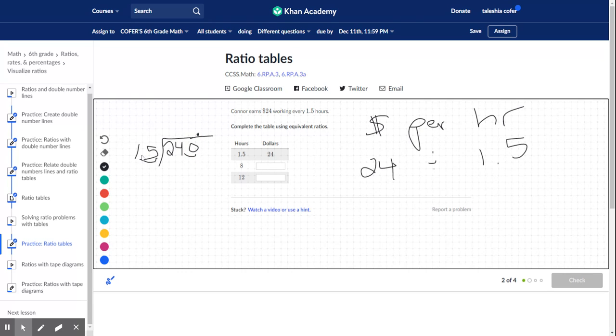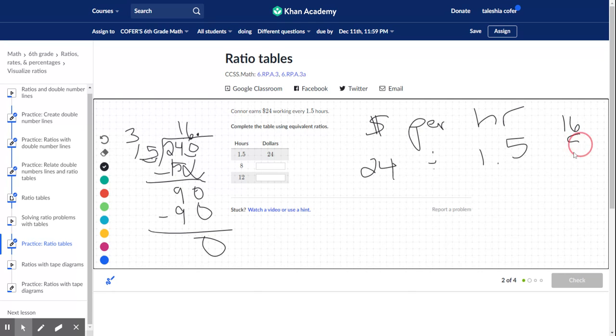I know that 15 can go into 24 once because 1 times 15 is 15. I subtract it out, I'm left with 9. I bring down my 0. 15 can go into 90. I think about 6 times. 6 times 5 is 30. Write a 0, carry a 3. 6 times 1 is 6, plus 3 is 9. 90. Perfect. That means Connor earns $16 per hour for every 1 hour.